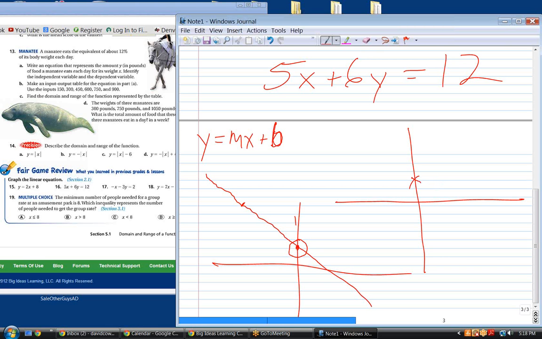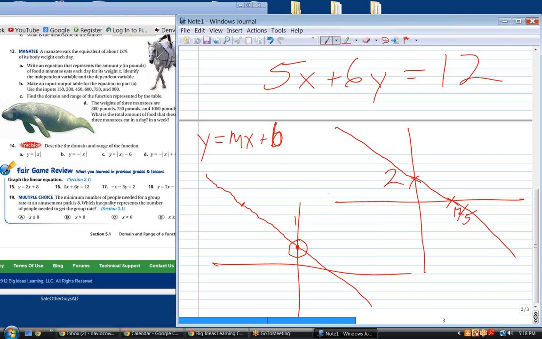Well, if I knew what the x-intercept was, I could plot this thing without even figuring out what the slope is. Well, the x-intercept occurs when what is 0? When y is 0. Exactly. So I plug in 0 for y and I solve for x. X is equal to 12 divided by 5. So this point here is 12 divided by 5, and this point here is 2.